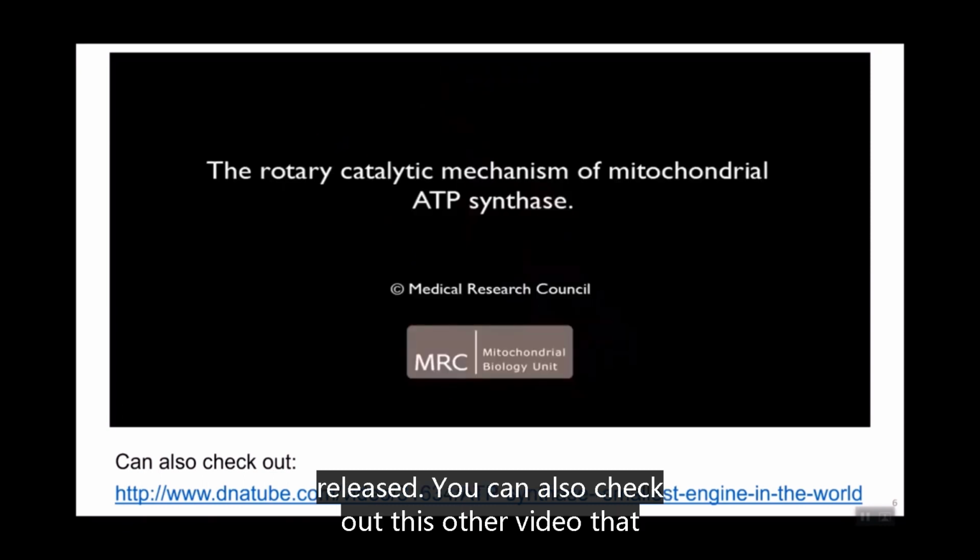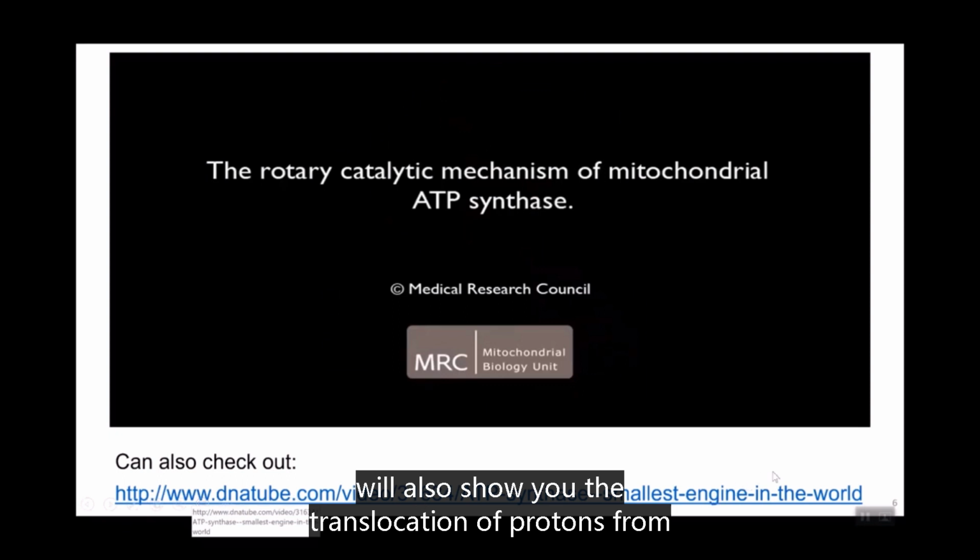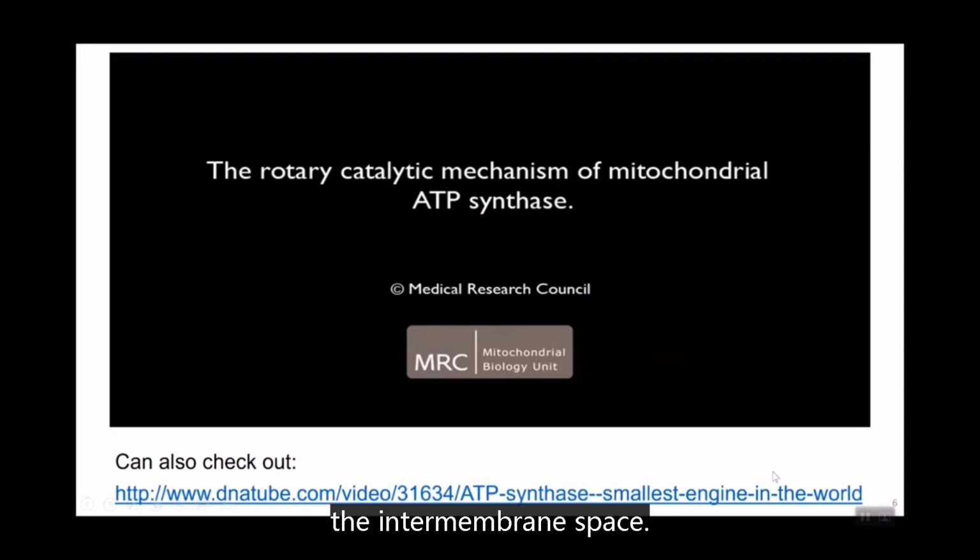You can also check out this other video that will also show you the translocation of protons from the intermembrane space.